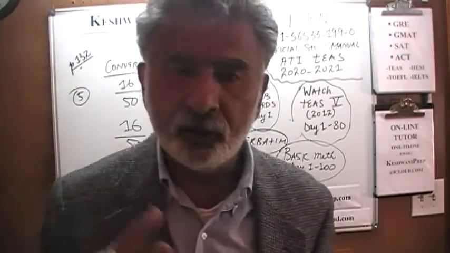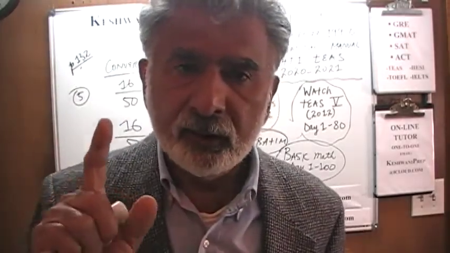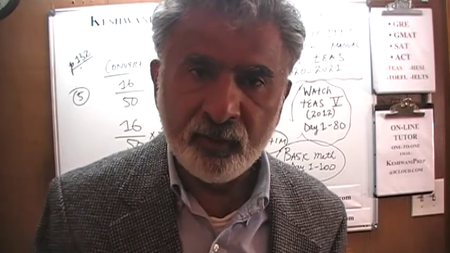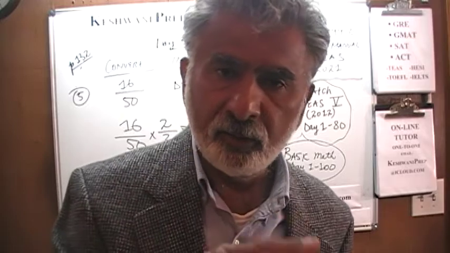You have to be able to juggle. You have to be an acrobat. Something is given in one form, and we must be able to convert it into one of the other two forms, either decimal to percentage to fraction or any other combination. That's what we're dealing with right now.